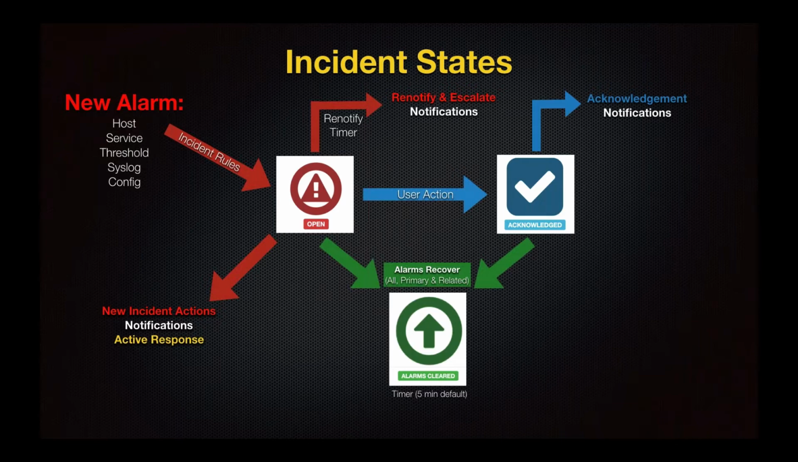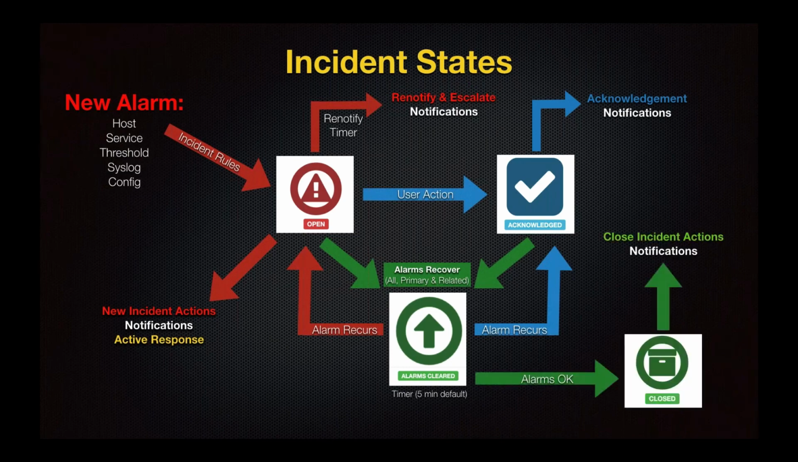From there, once all the alarms recover, you're going to go into that alarms cleared state and it's going to run that default timer. If it recurs, you're going to go back to the state you started from. So if you came from acknowledged, you go back to acknowledged. If you came from open, you go back to open. If that timer expires and everything stays okay, you move into the closed state and then the last set of notifications is sent out, indicating that the incident has been closed.